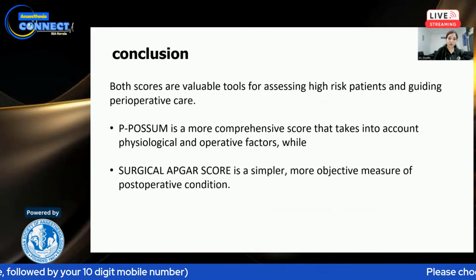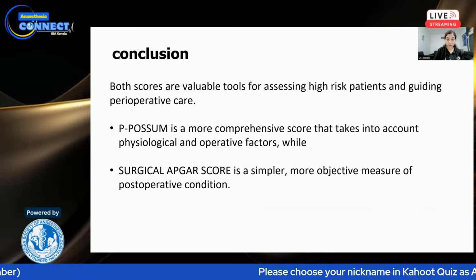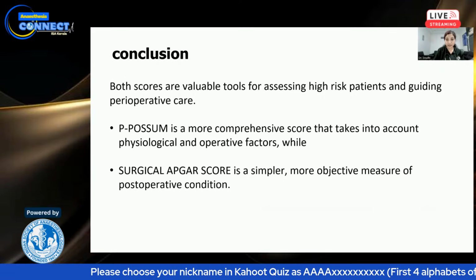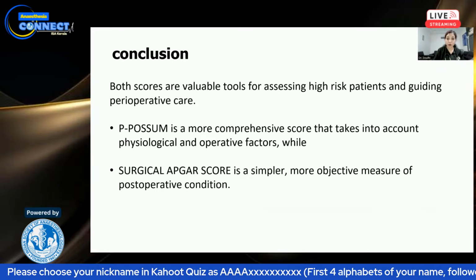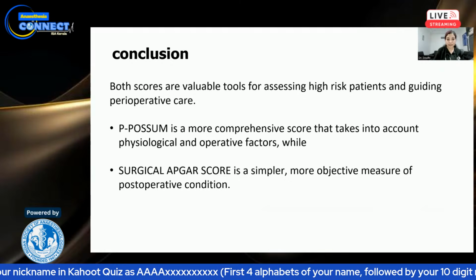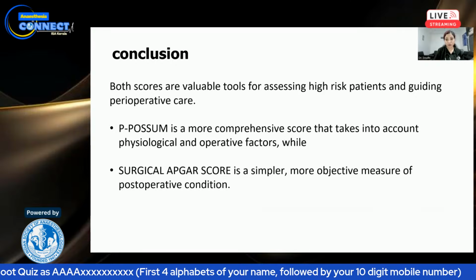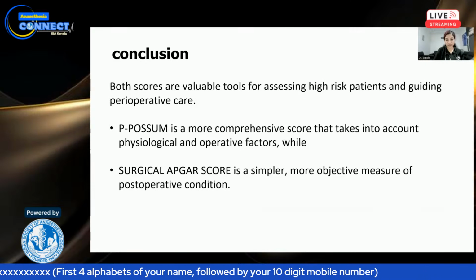Conclusion: both scores are valuable tools for assessing high-risk patients and perioperative care. PPOSM is a more comprehensive score that takes into account physiological and operative factors, while surgical Apgar score is a simple, more objective measure of postoperative conditions.